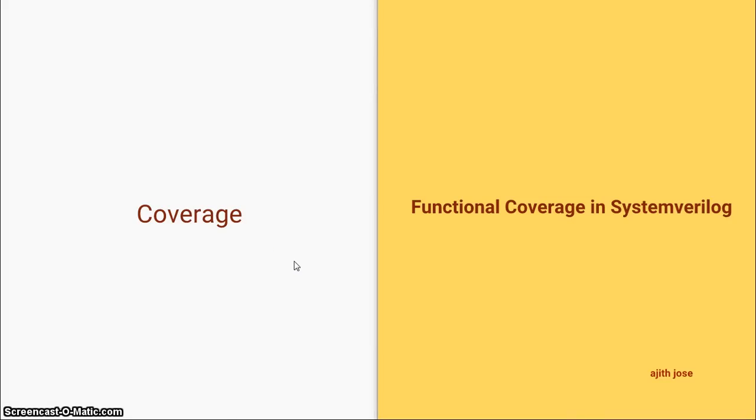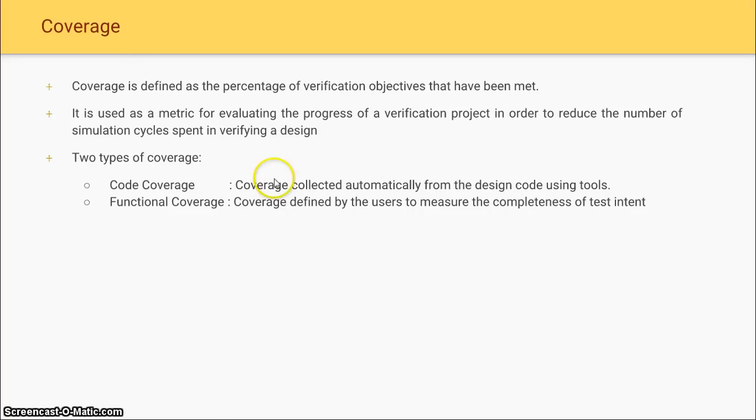In this session, you will see what coverage is in general in verification. Coverage is defined as the percentage of verification objectives that have been met. It is used as a metric for evaluating the progress of a verification project in order to reduce the number of simulation cycles spent in verifying a design. What do these statements actually mean?